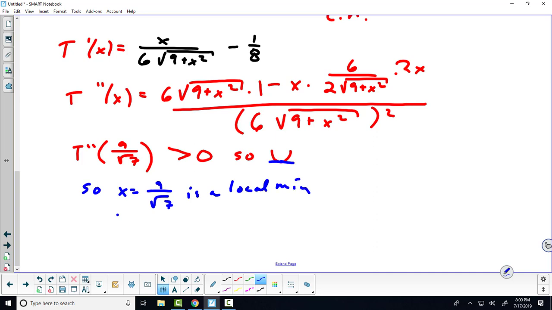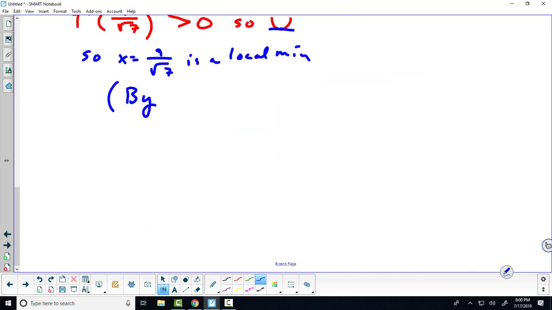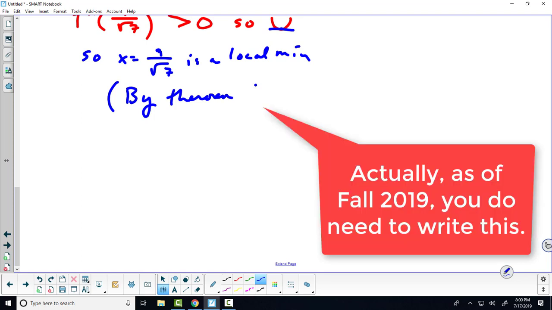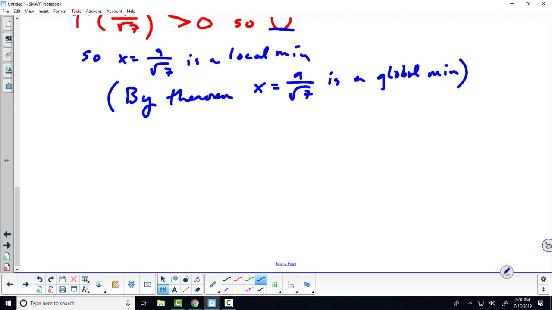Min. Okay, you don't have to write this part, but I'd like to say it just to feel like I'm doing my job. Okay? So by the theorem, x equals 9 over the square root of 7 is a global min. Right? How come? Because it was the only local min, or was the only local extrema on 0, 8. Therefore, it's its corresponding global. Now, where the maximum then has to occur is at one of the two endpoints. Which one? You'd have to check to find out where the maximum occurred.